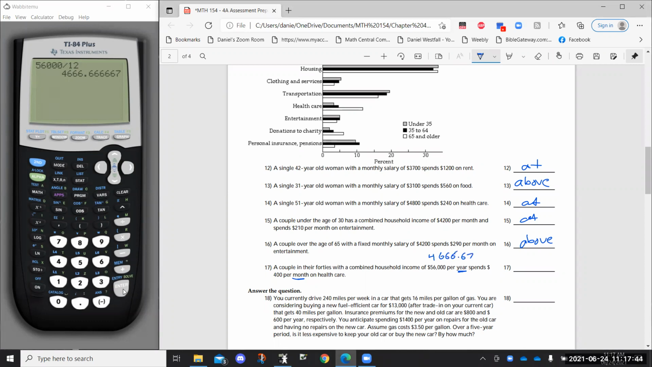4666.67, or I need to multiply that one by 12. That would probably be easier. Let's multiply that one by 12. So if I multiply that by 12, this would be 4,800, like that. So let's compare 4,800 to 56,000.